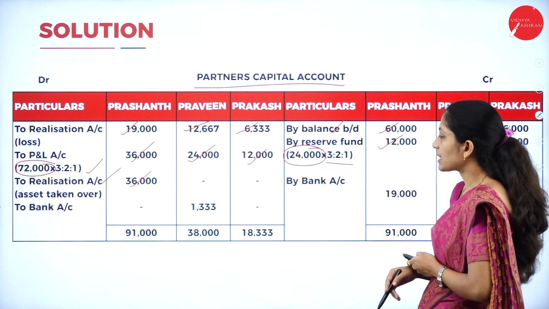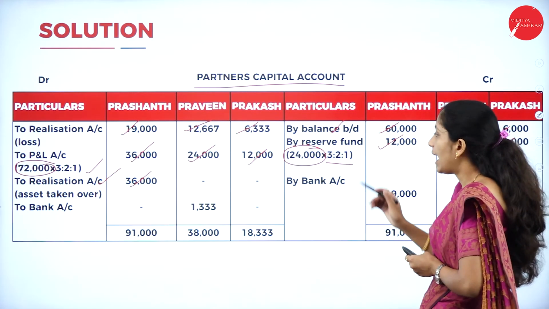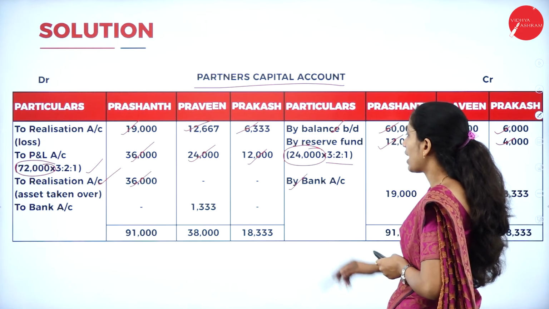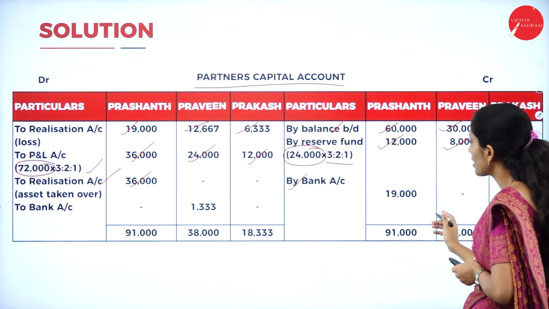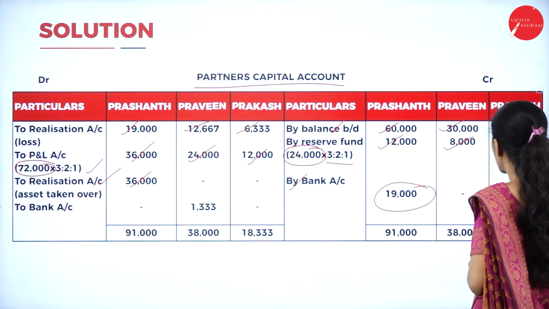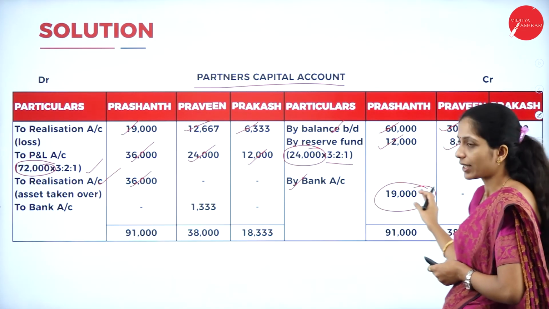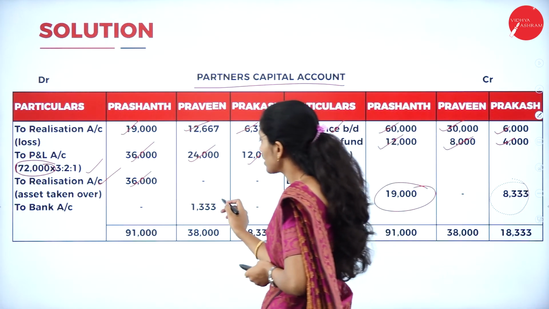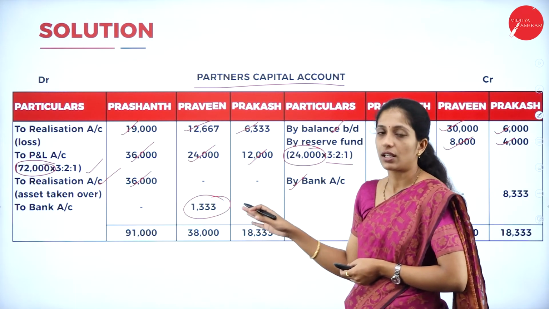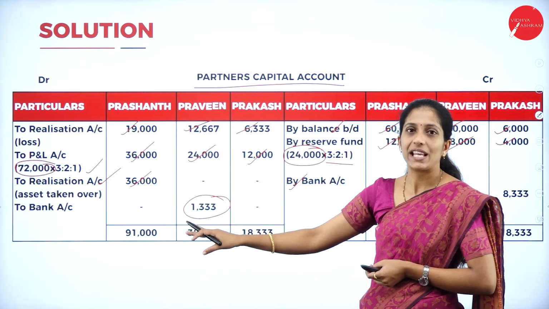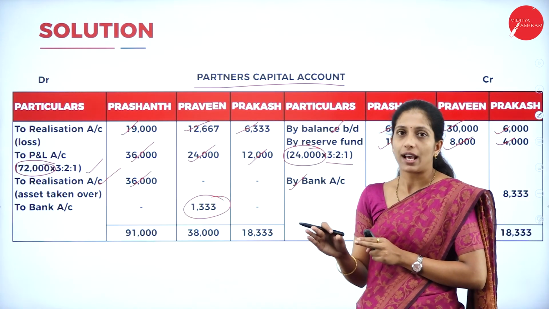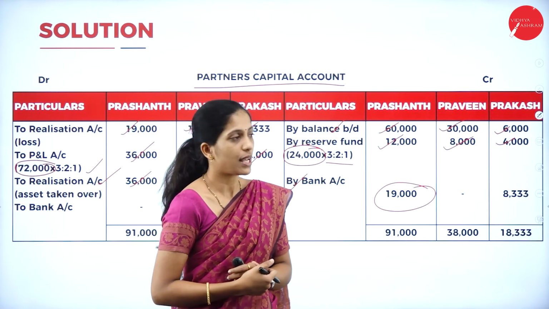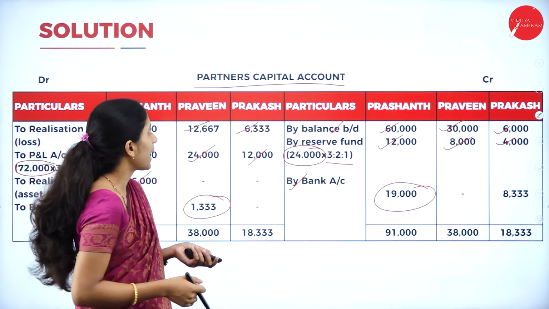Next, we have recorded for asset taken over. Now, balance both the sides and the balancing figure will be transferred to bank account. So, where does the balancing figure have to be transferred? Here the balancing figures of Prashant as well as Prakash will be transferred to bank account, that is on the credit side. In the same way, on the debit side also, the balancing figure of Praveen will be transferred. The balancing figure might be on the debit or credit side, but both amounts have to be transferred to bank account. So, this is about your partners' capital account.